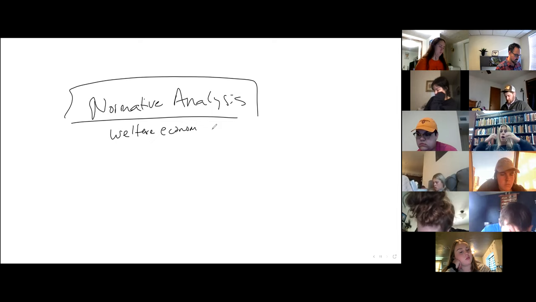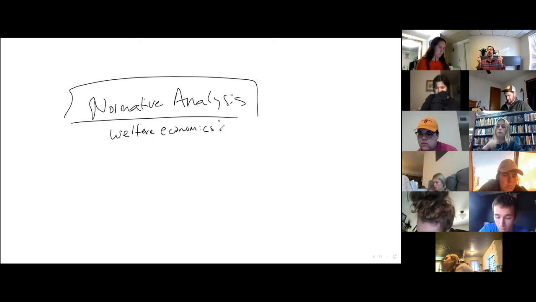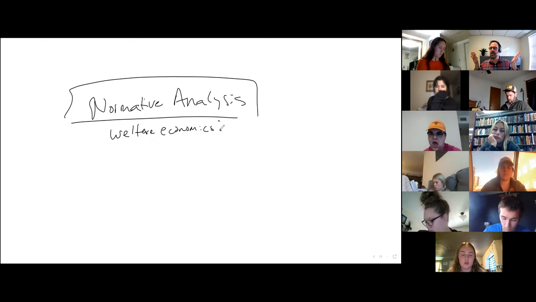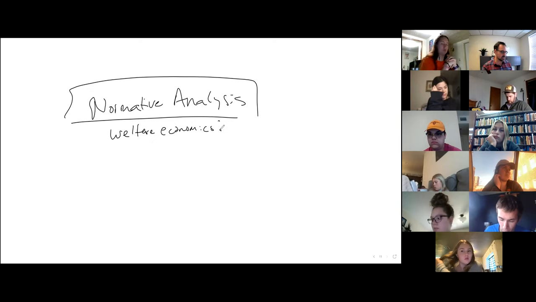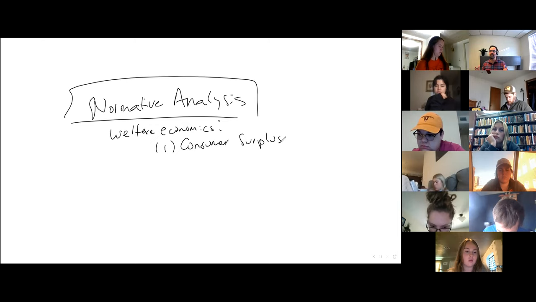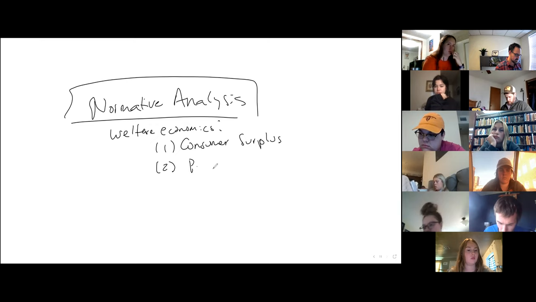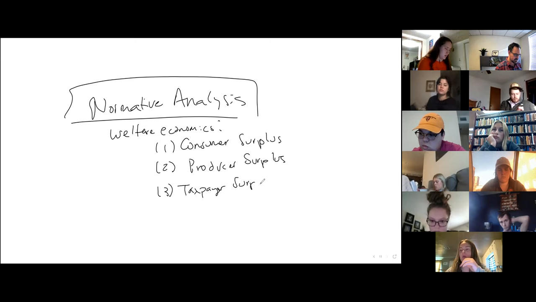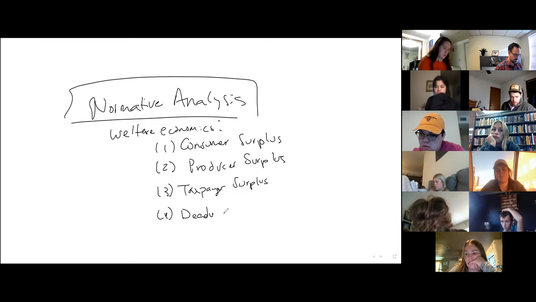And so welfare economics, or social welfare analysis, has us evaluate consumers, producers, and taxpayers equally in this market. And we're going to choose the option for which the total welfare across these groups is maximized, right? And so to do that, we're going to consider a few things. We're going to consider consumer surplus, so that's going to be the welfare outcomes for consumers. We're going to assess producer surplus, taxpayer surplus, and we're going to assess deadweight loss.